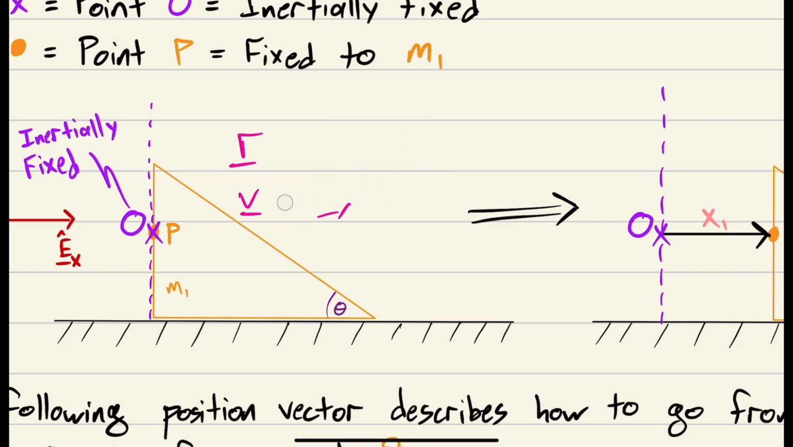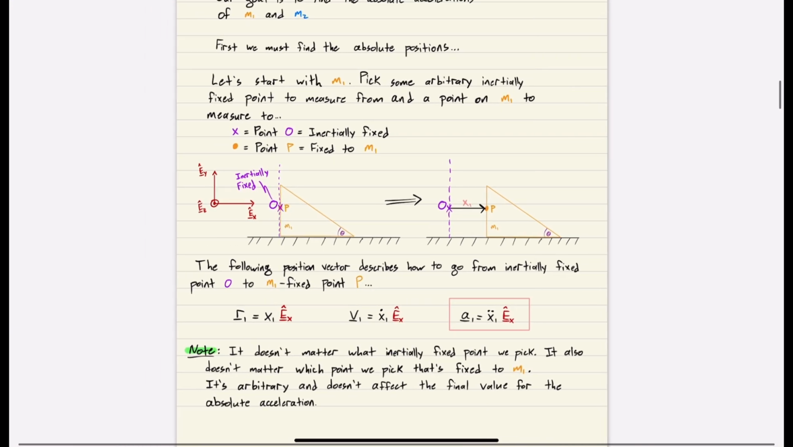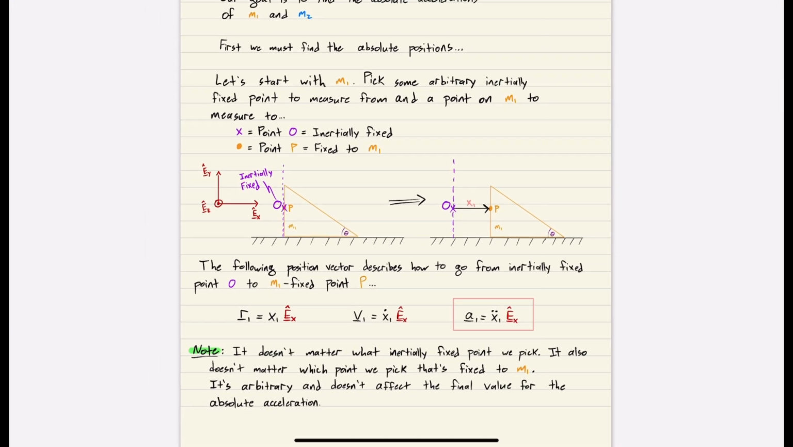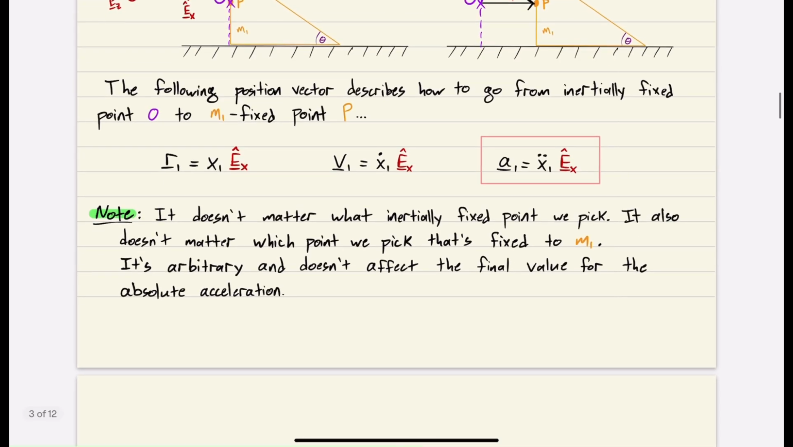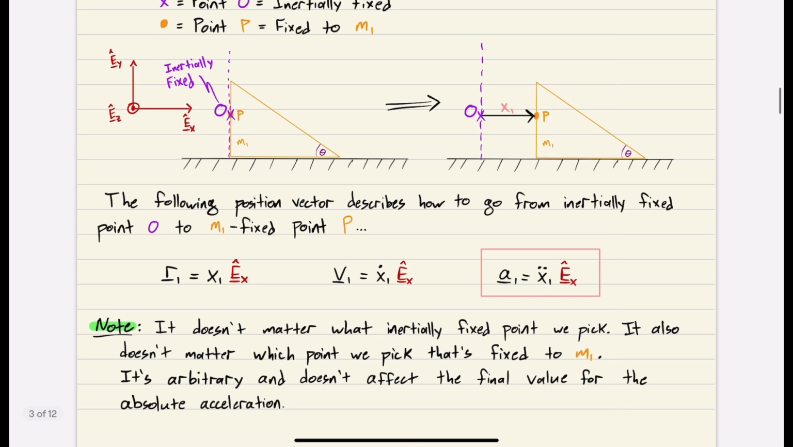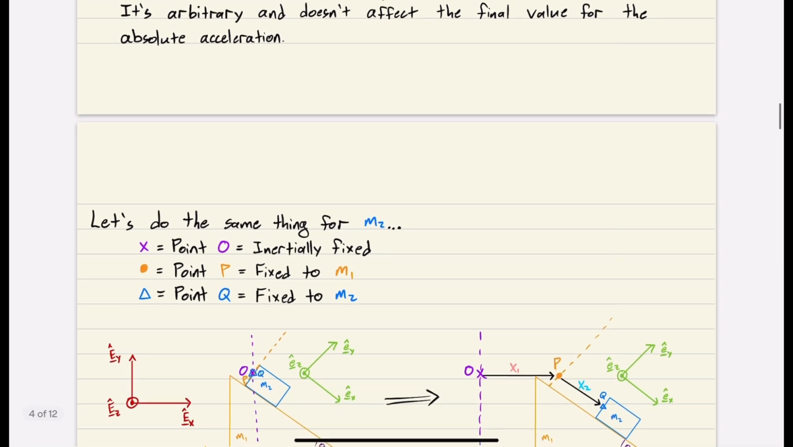Those constants just go to 0, and your velocity and your acceleration are always going to be the same. They're always going to be correct regardless of the points you pick. Okay, and that's exactly what I said down here. Note, it doesn't matter what inertially fixed point we pick. It also doesn't matter which point we pick that's fixed to m1. It's arbitrary and doesn't affect the final value of the absolute acceleration, which we just saw, because the constants just go away. They just go to 0.